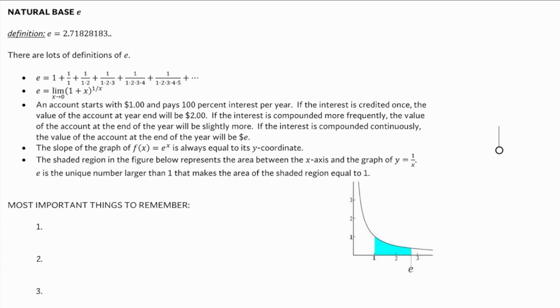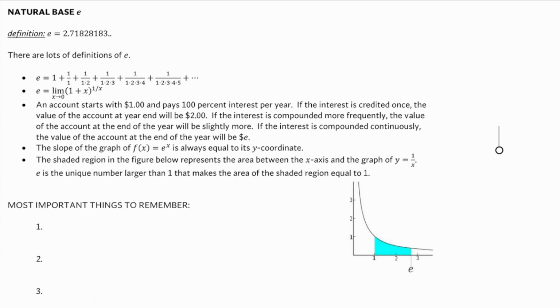Okay. In a finance situation, an account that starts off with $1 and pays 100% interest per year, depending on how many times it's compounded, will get you slightly more money. If it was compounded once, you'd only get $2. If it was compounded continuously, you'd end up with about $2.72.